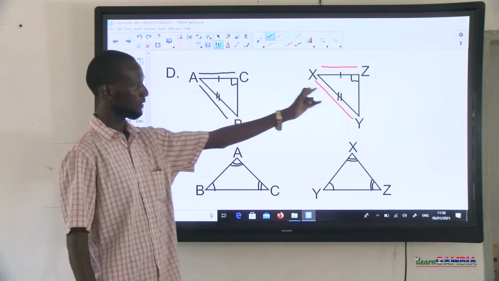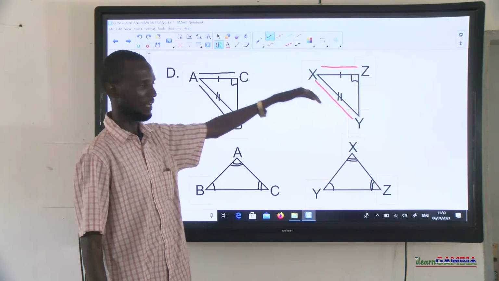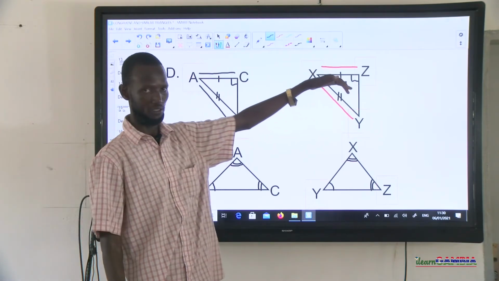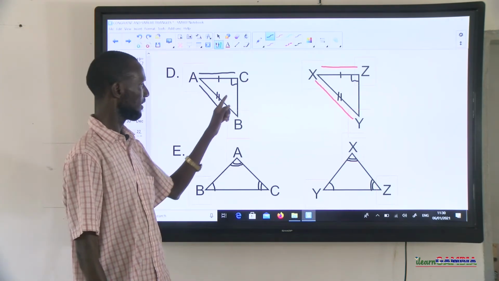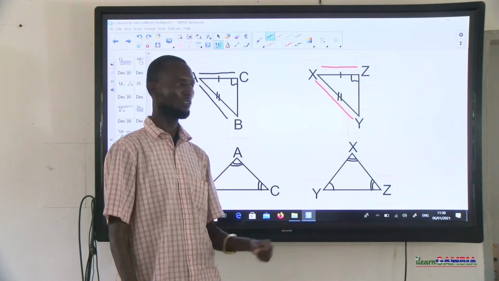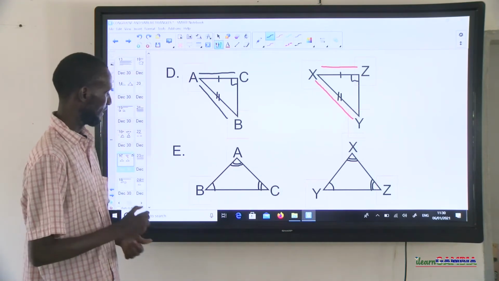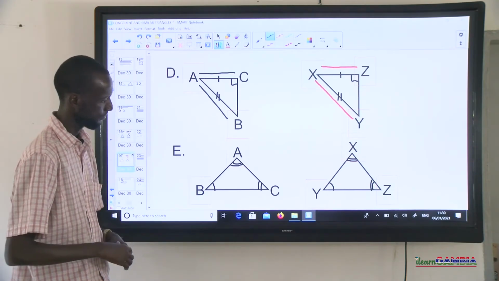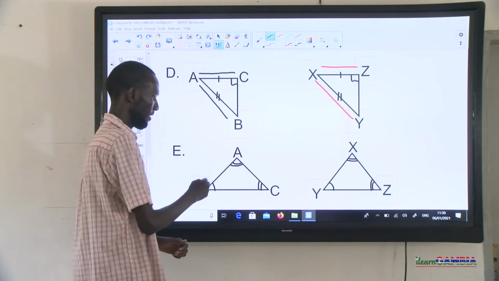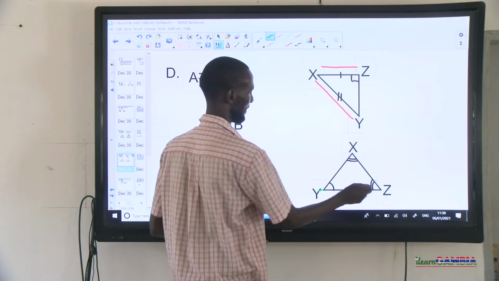So what do you observe? We have two right angle triangles. Their hypotenuses are equal, and one of their sides are also equal. So we can definitely conclude that these two triangles are congruent. Okay? Then we have an E. Again, we have another two triangles. We have triangle ABC. We also have triangle XYZ.